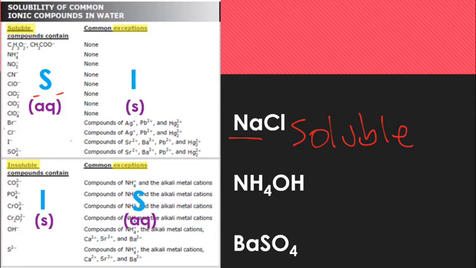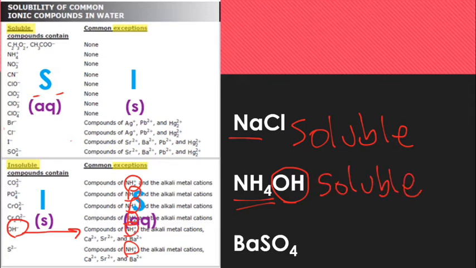NH4OH. Start by looking at the ending bit. This OH, this hydroxide, is actually down in the insoluble area. So I'm thinking that this might be insoluble, but if I follow that over, the exceptions, one of the other things that's an exception in every single insoluble section is this NH4. This ammonium is always going to make things soluble. So we've got that there.